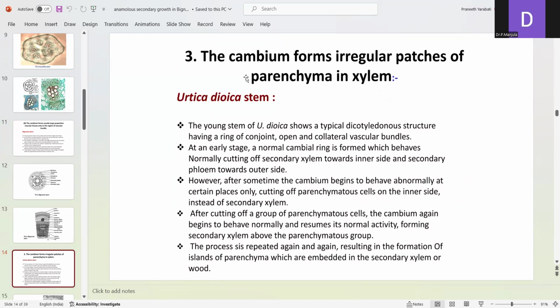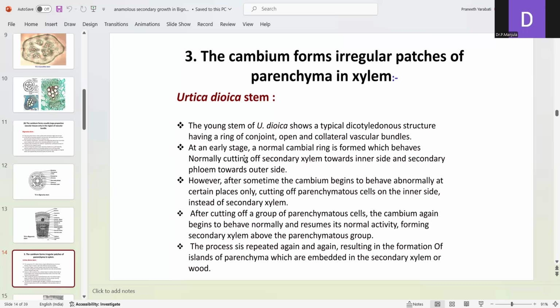Here, in the young stem of Urtica dioica, which shows a typical dicotyledonous structure, there is a ring of conjoint, open, and collateral vascular bundles. So it is a similar condition to a dicot stem. At an early stage, the normal cambial ring is formed, which behaves normally.